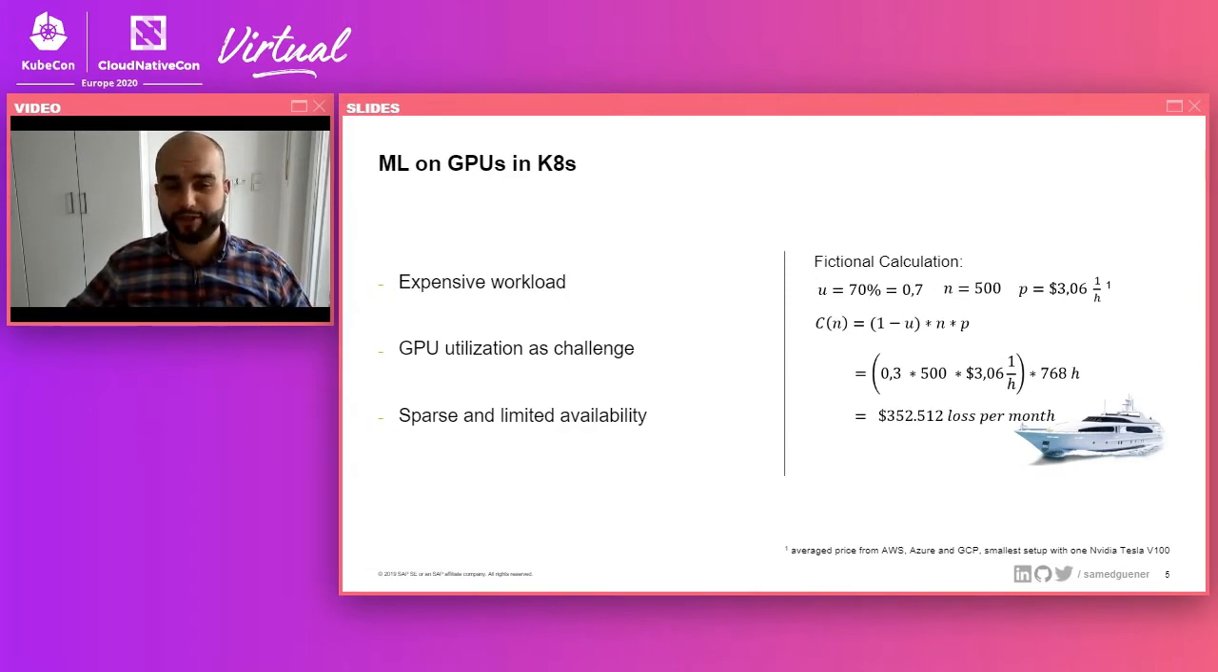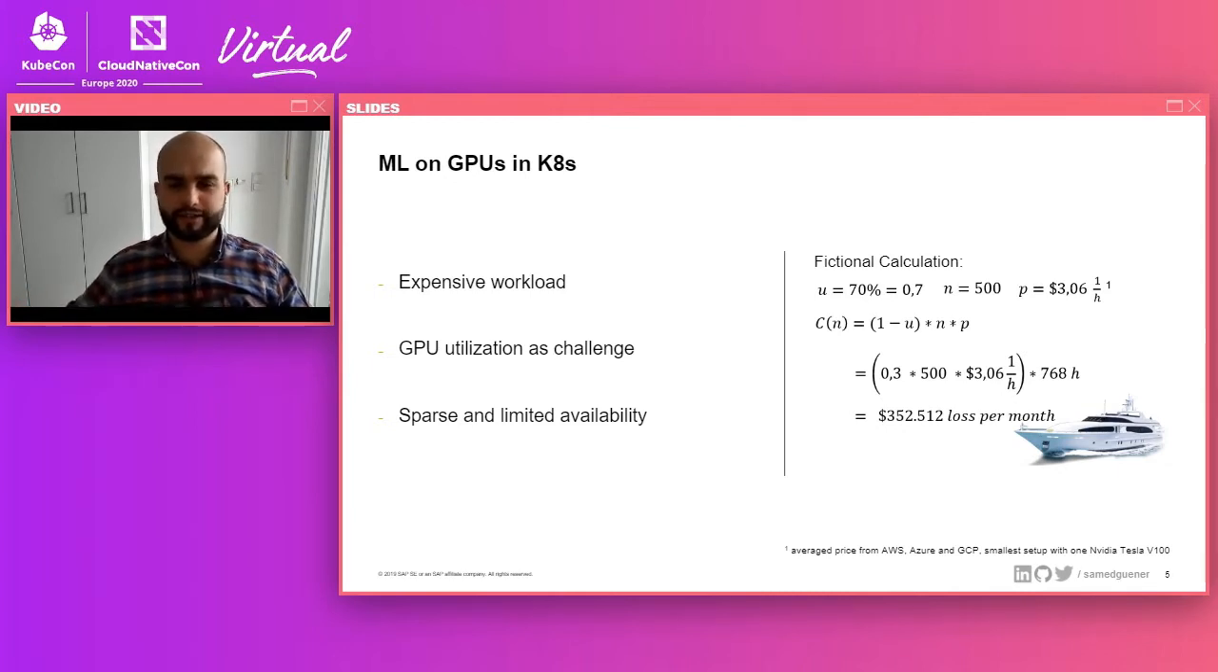For machine learning workloads, most of the time we are using GPUs, and GPUs are a very expensive workload. This is also what we have seen in our production environments. The GPU is also a challenge. Meaning, if I look into our production environments and see GPUs with only an average utilization of 70%, it makes me really sad, because we are not able to fully utilize the GPU.